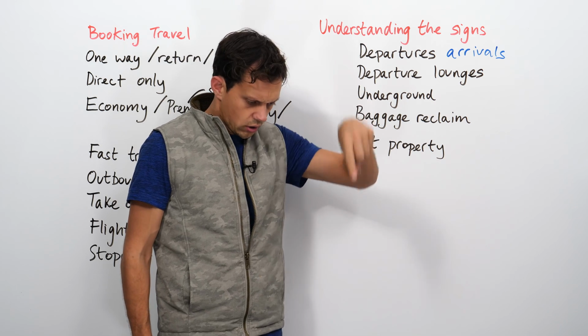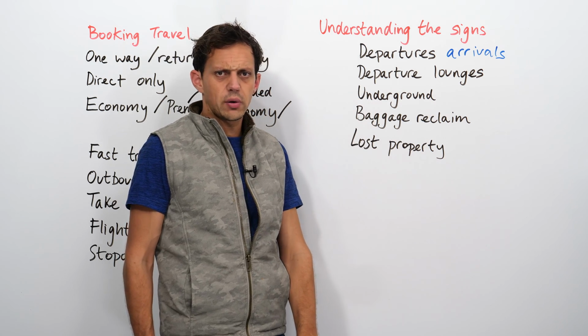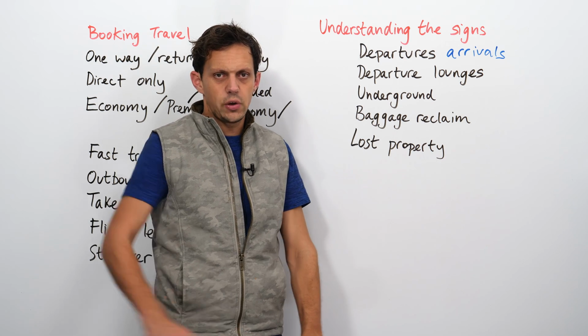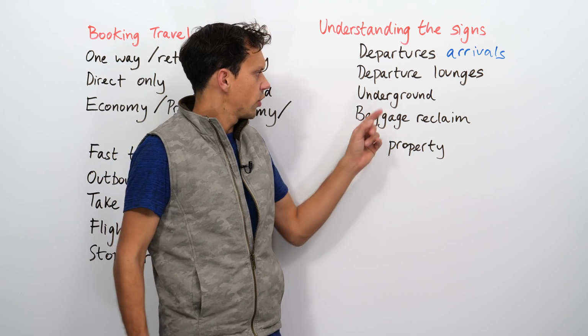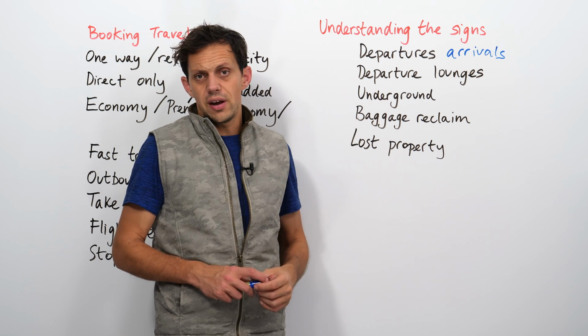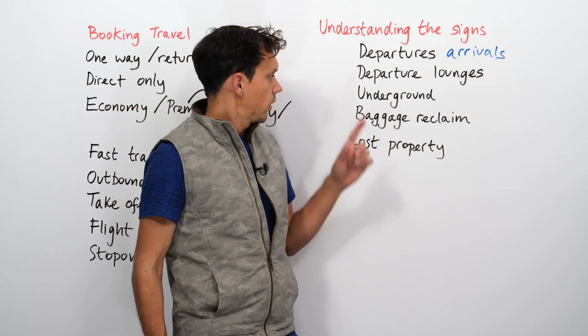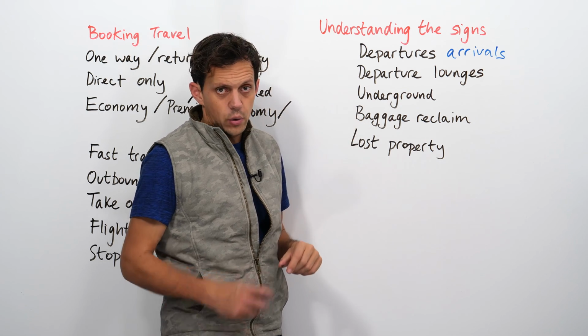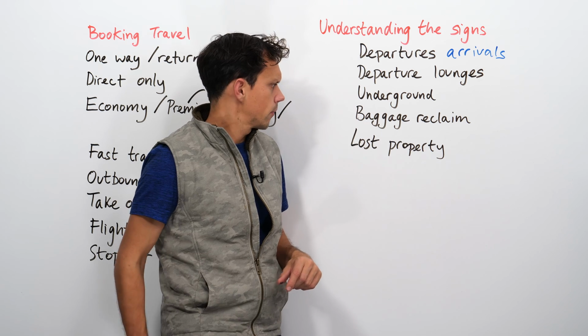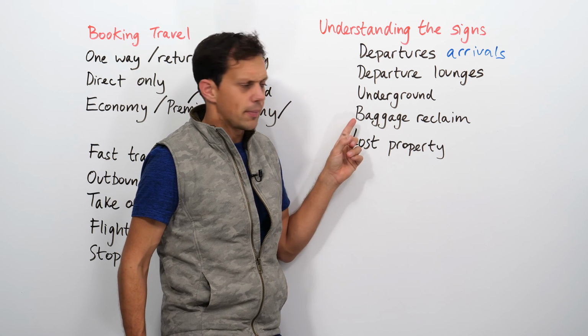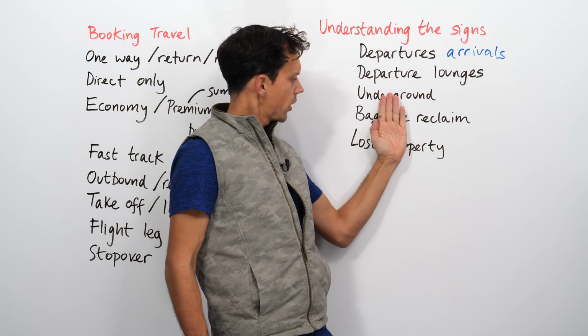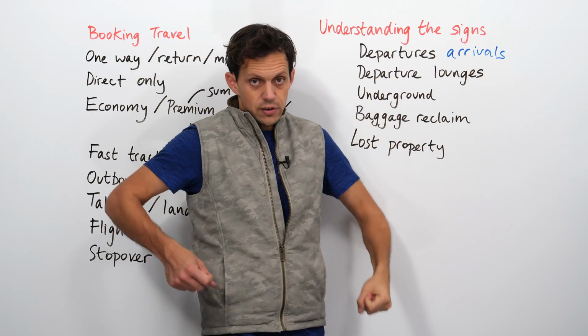Underground. Under the ground. What is under the ground? A train to take you into London. The Underground, otherwise known in other cities as Metro. Yep. The Underground is our underground train system. Baggage reclaim. So we can see the word bag. Yeah, it's your luggage.